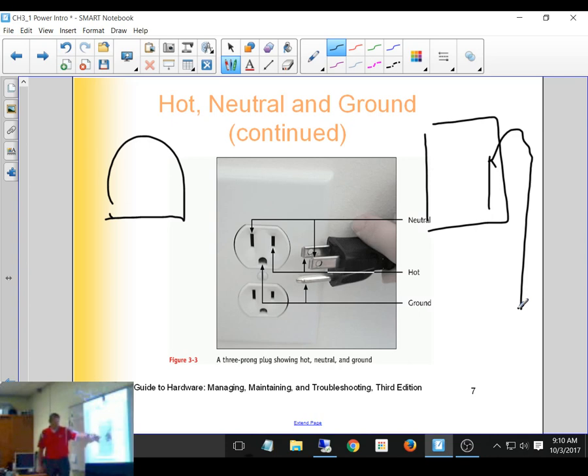So the church where we go to church, half the outlets are two-prong outlets, and we got all these great surge suppressors, and they do absolutely nothing without a ground.